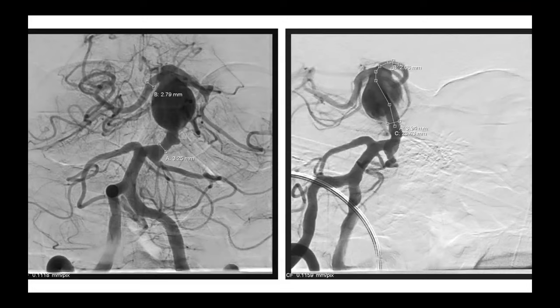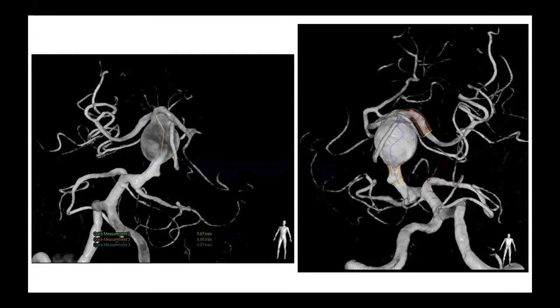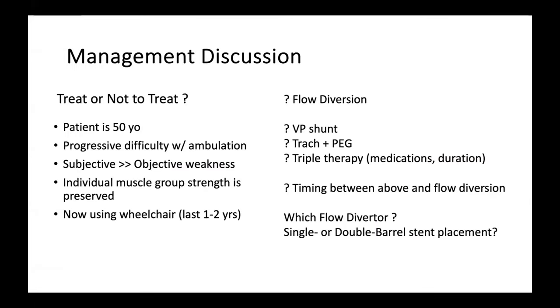To answer your question regarding trach and PEG versus VP shunt, if you're going to go down that route, it's a discussion to have with the patient. Is she okay with a VP shunt, trach and PEG, and ending up in a nursing home? You're putting a shunt because you're saying she may rupture. She ruptures, there's a very good chance she's not going to survive this. So that would be a discussion I would have. Personally, I would not trach and PEG. I would not put a VP shunt.